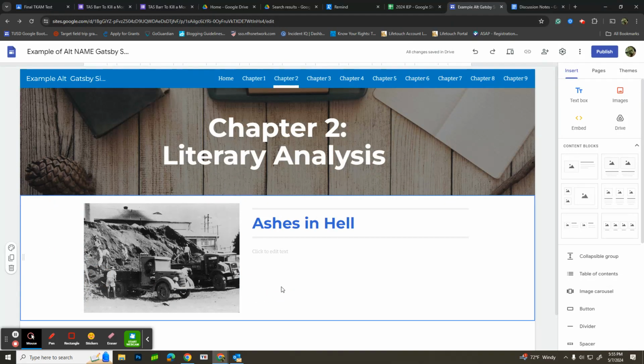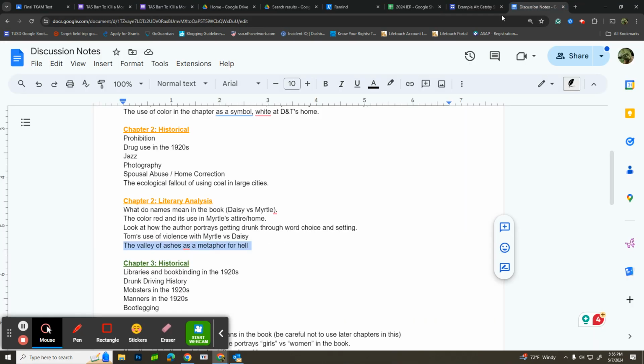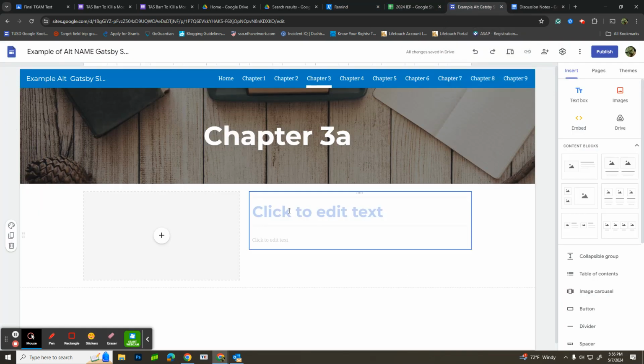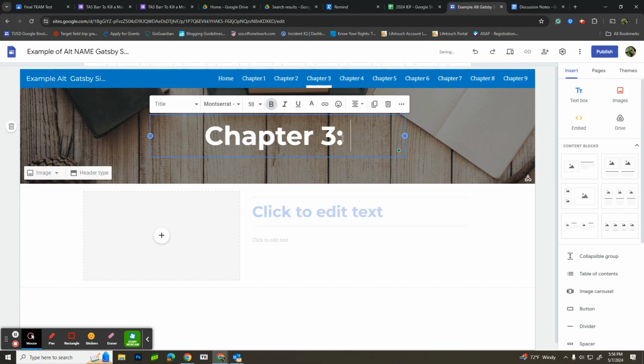Now, so far so good. Going to go to chapter 3 because Ms. Barr's checking chapters 1 through 5. And I'm going to go back, take a look at my green. Okay, when I took my notes, I decided that I really wanted to look at mobsters in the 1920s. So I'm going to go back over here and put I'm doing a historical analysis.